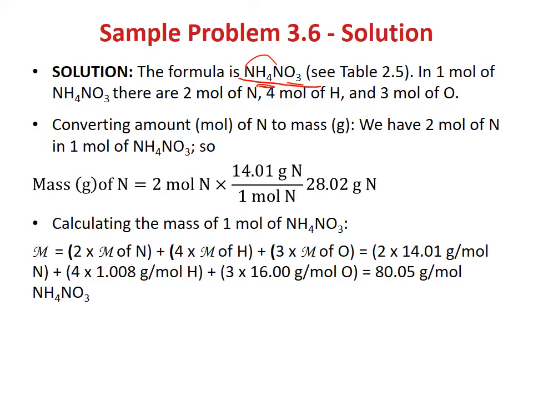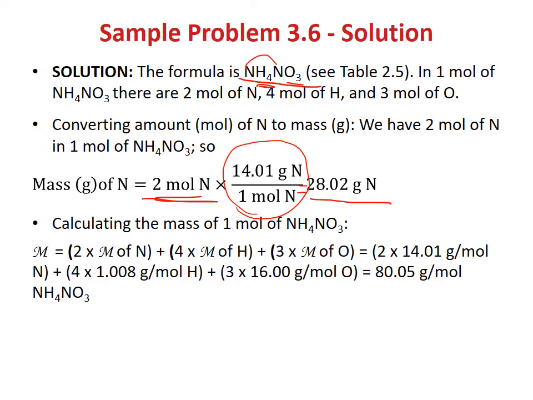To calculate the mass of nitrogen in the formula, we use 2 moles of nitrogen times the molar mass of nitrogen, which is 14.01 grams of nitrogen per mole of nitrogen. And that gives you 28.02 grams of nitrogen. So that's the mass of nitrogen in 1 mole of the formula units.